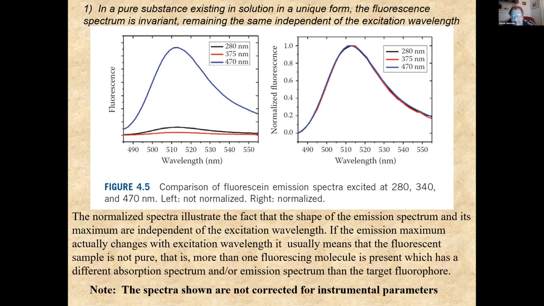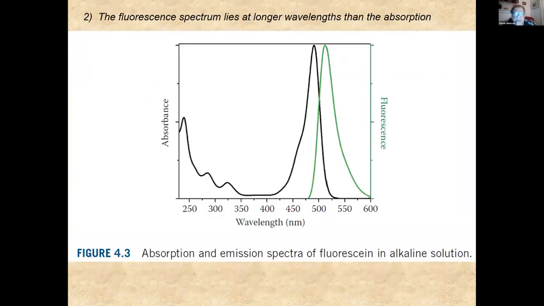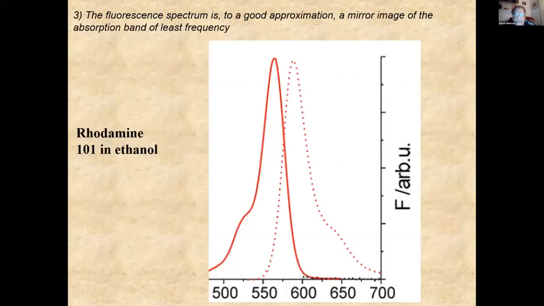And note here, I'm not correcting, there's instrumental things to correct, but we're not going to worry about those factors. Now here, the fluorescence spectrum lies at longer wavelength than the absorption. Here you see the absorption spectrum of fluorescein in black, and you see the emission in green. And generally it's shifted to the right. There is some overlap, but no matter where you excite the fluorescence in that black absorption envelope, you'll get that emission shifted over, to lower energy, higher wavelength. And less important is this observation, but to a good approximation, the fluorescence is the mirror image of the absorption band of the last absorption band. And here you see rhodamine in ethanol, and you can see absorption and emission.